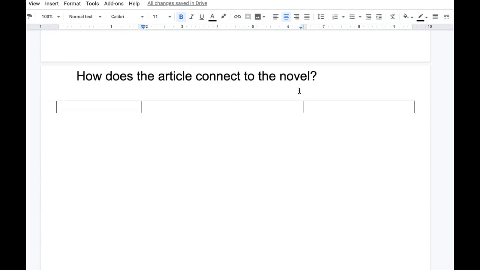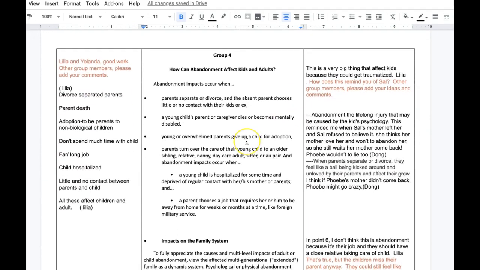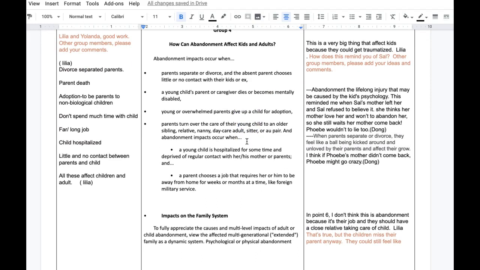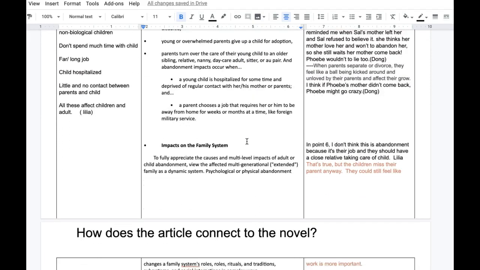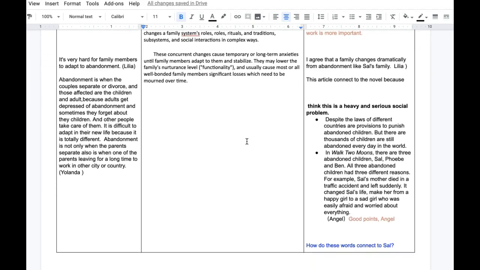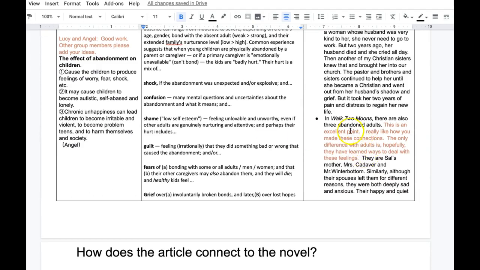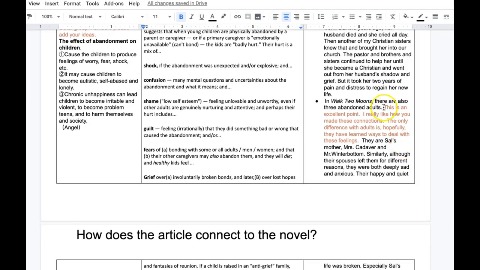So I continue down here, and we have group 4, and I see some people have been working in here, and I will definitely add more comments now that I see more people have been here. This is good. I really like this idea over here. It says, in Walk Two Moons, there are also 3 abandoned adults. And I think that's really an excellent point.